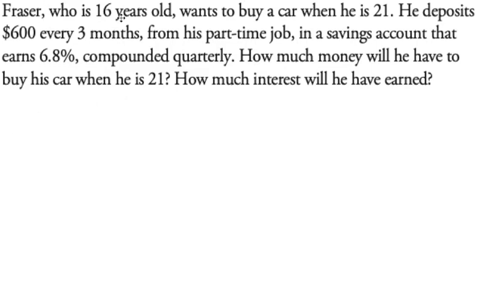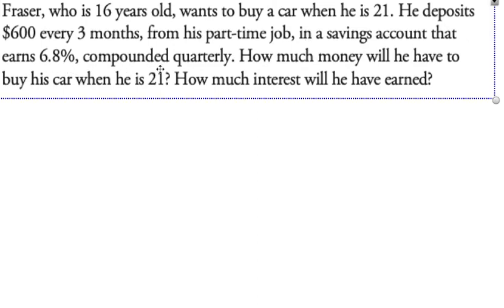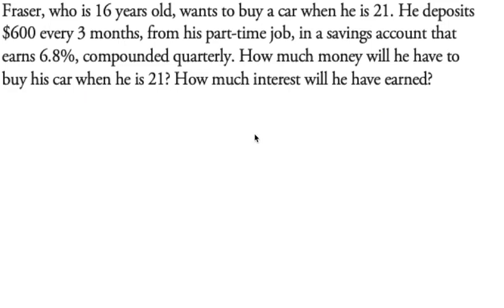So Fraser, 16 years old, wants to buy a car when he's 21. So that's 5 years down the line. He deposits $600 every 3 months from his part-time job in a savings account that earns 6.8% compounded quarterly. How much money will he have to buy his car when he's 21? And then how much of that would be interest?